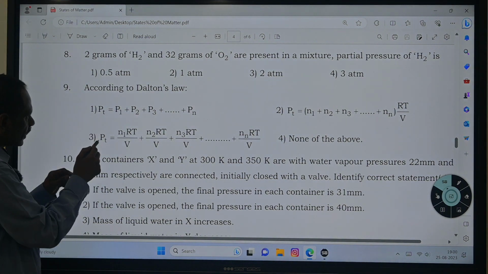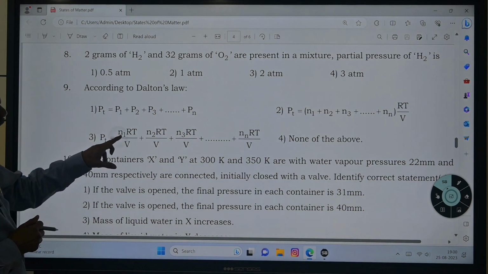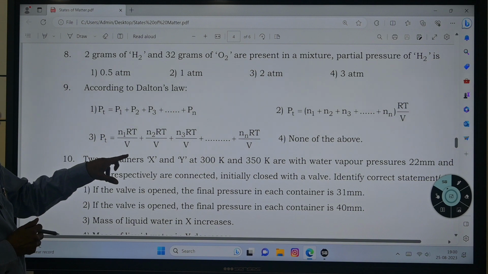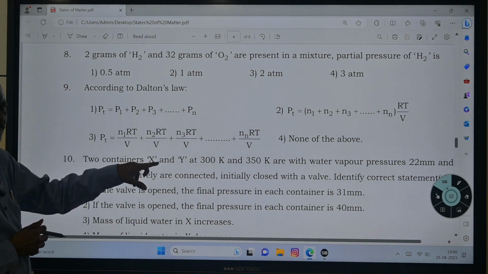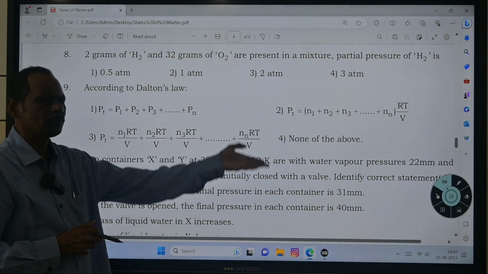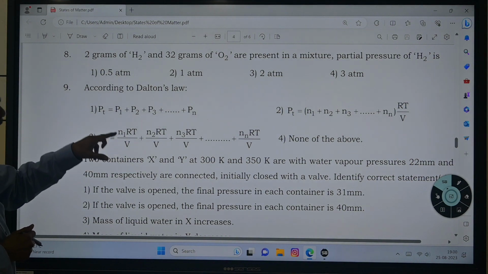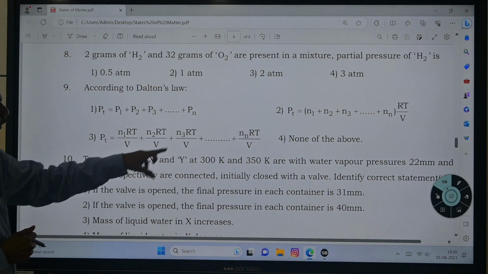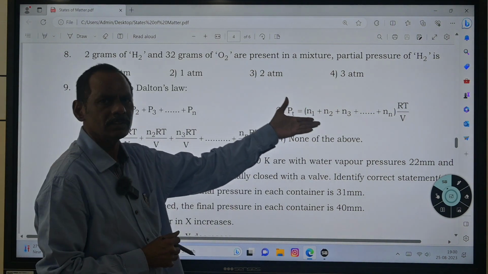the total pressure is equal to partial pressure of first gas. Partial pressure of first gas is nothing but N1 into RT by V. Partial pressure of second gas, P is equal to N2 into RT by V. Partial pressure of third gas, N3 into RT by V, up to Nn into RT by V. So it is nothing but this one. In this, RT by V is the common factor. It gives N1 plus N2 plus N3.